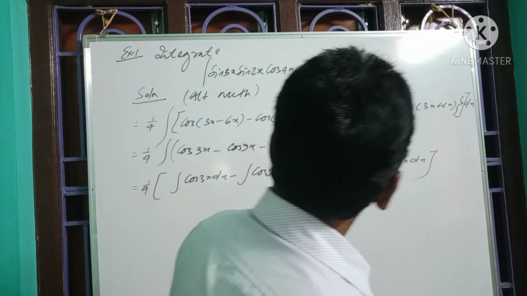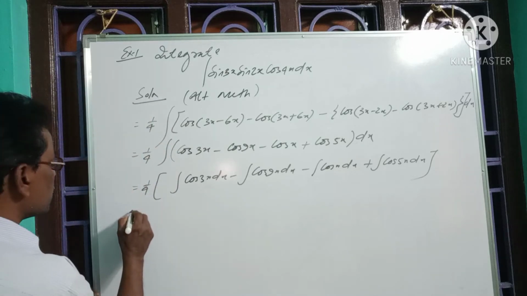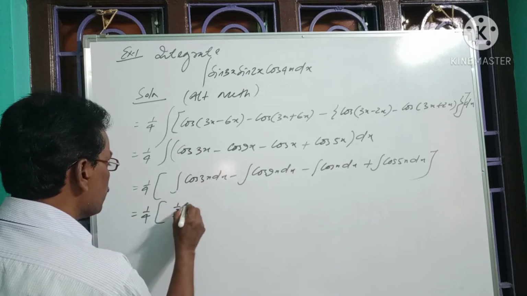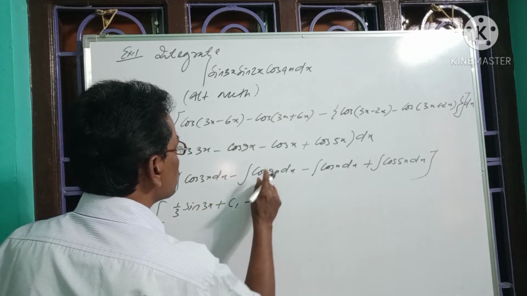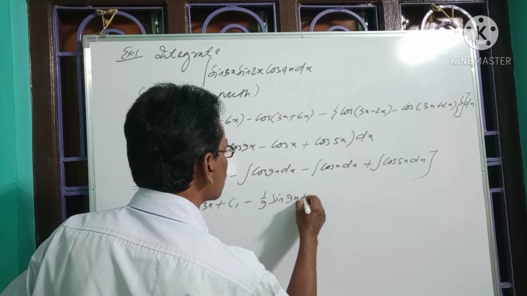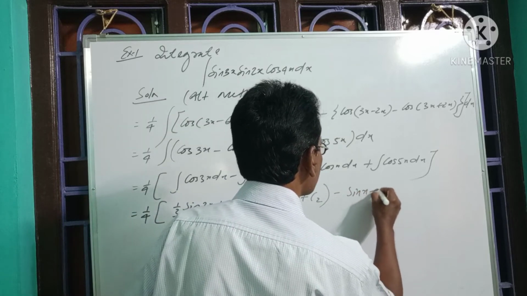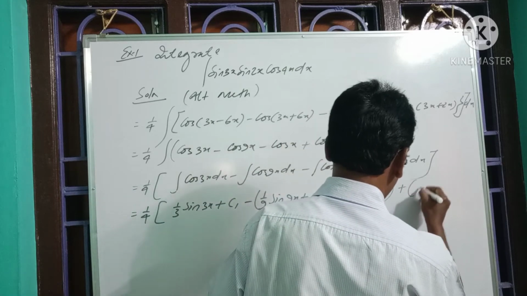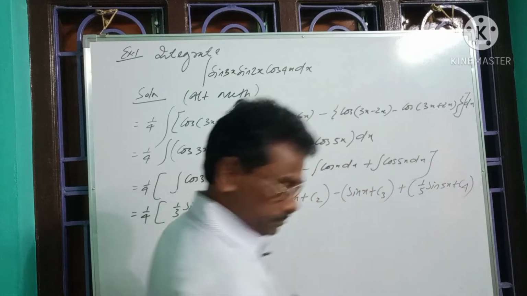Now all the integrands are eligible for integration, so we can integrate it. So now integrating we have 1 by 4 into, so integration of cos 3x will be 1 by 3 into sine of 3x plus c1, the constant of integration, minus, so integration of cos 9x is 1 by 9 into sine 9x plus constant c2. Again integration of cos x is sine x plus c3 as constant of integration. Finally integration of cos 5x is 1 by 5 into sine of 5x plus c4 as constant of integration.